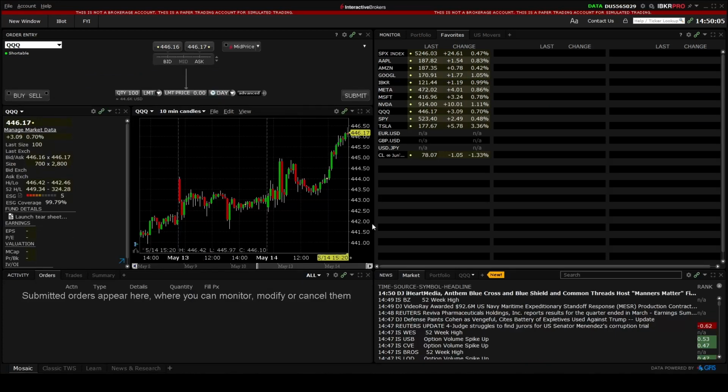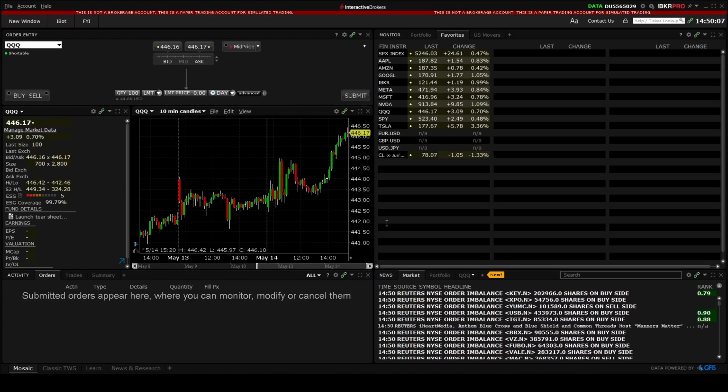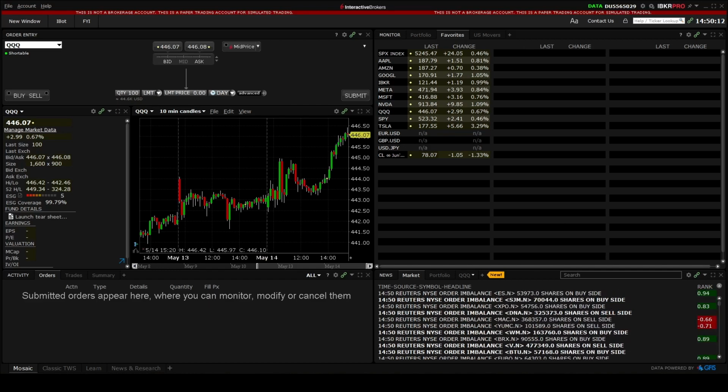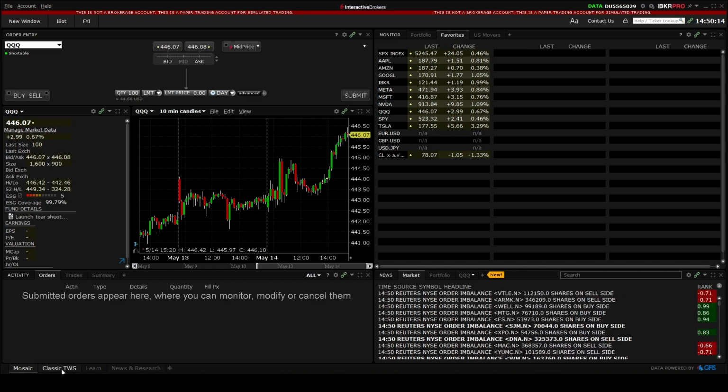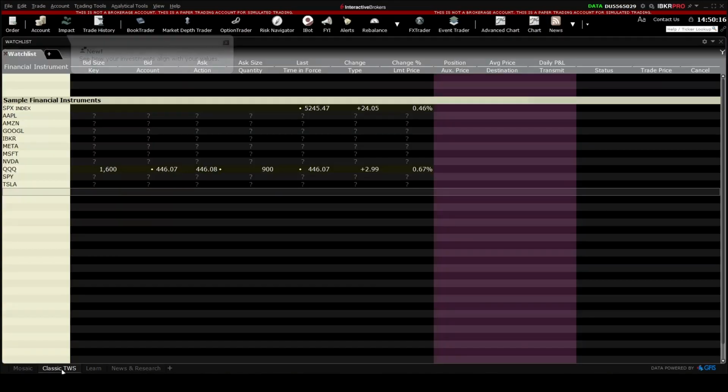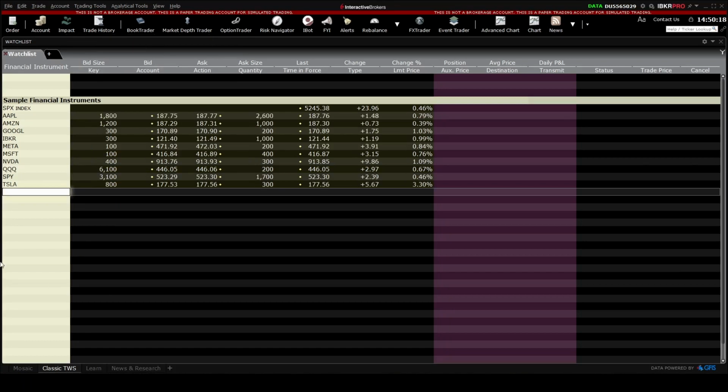So this screen we're looking at here is called Mosaic. It has a lot of cool features, but to me it's a little bit busy. So the first thing I usually do is go to the lower left and click on Classic TWS. Now this is a paper trading account. If it was a real account, it would have all your positions here, as well as you could put in any other stocks or options you were interested in looking at.